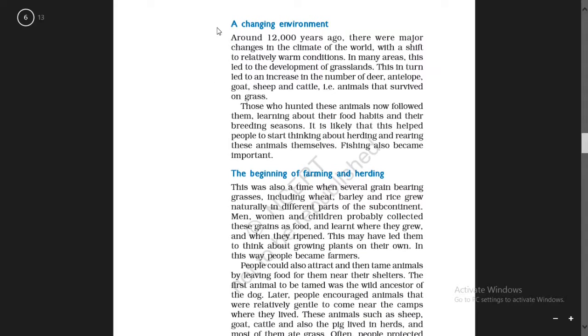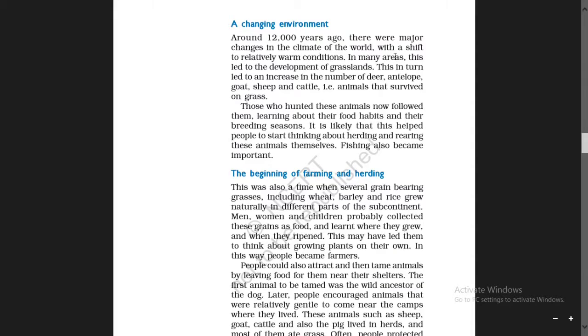That is page number 16. A changing environment, changing the surrounding areas. Around 12,000 years ago, there were major changes in the climate of the world with a shift to relatively warm conditions. So around 12,000 years ago, boys, major changes took place in the climate of the world, with a shift to relatively warm conditions, so the world had started becoming warmer.